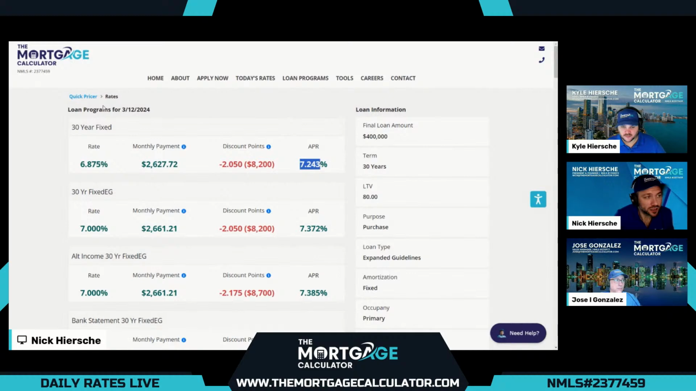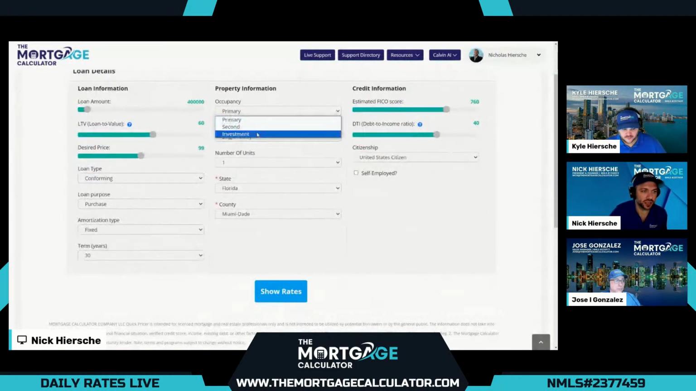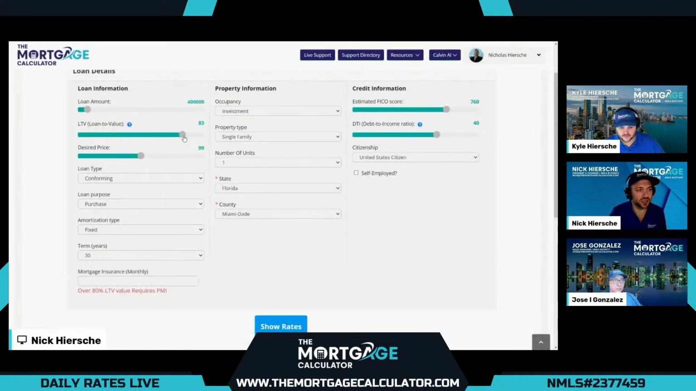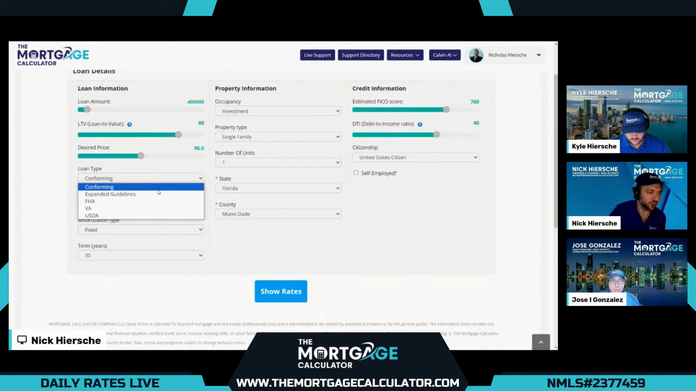So for our final demo, we always want to do some live pricing for investments as well. So first-time investors and investors love to help. We have some great options here. We'll set up the same scenario, 80% loan to value, 20% down payment. And we'll look for the lowest rates we can offer for conforming conventional. And we'll compare that to our expanded guidelines, also known as non-QM. Remember, the government programs, FHA, VA, USDA, do not work for investments. So we'll just compare these two here.